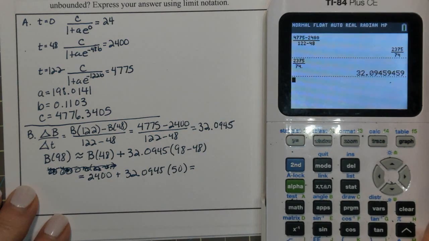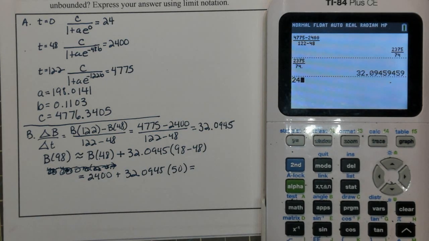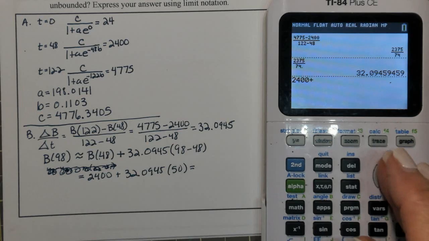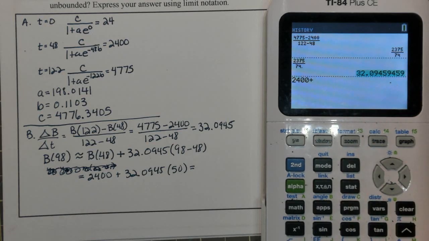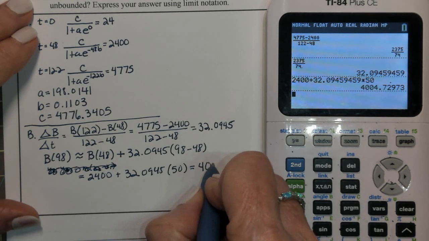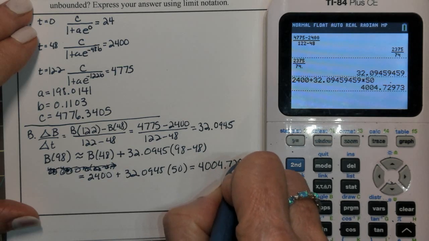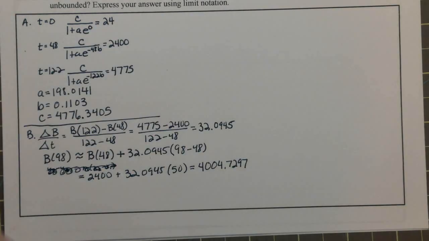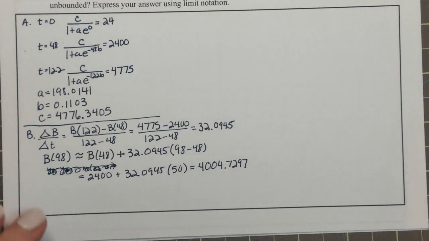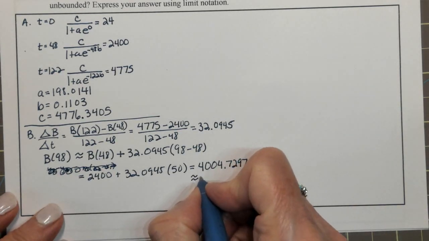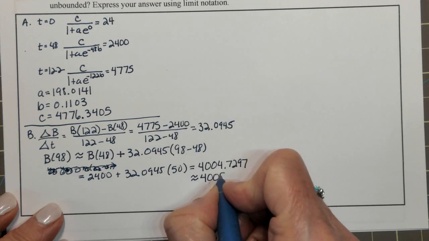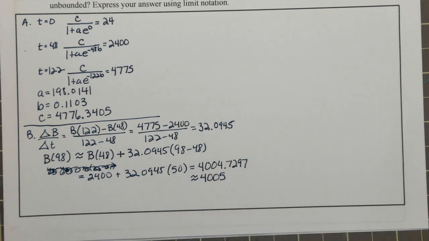Now we're going to go to our calculator. So I still have my starting point of 2400. I'm adding, remember, don't round, don't write this in. We're going to use the entire value. So I scroll up, hit enter, times our 50. And that gives us that value. But they told us to round this to the nearest whole number. So I'm going to say that that is 4,005 bison.